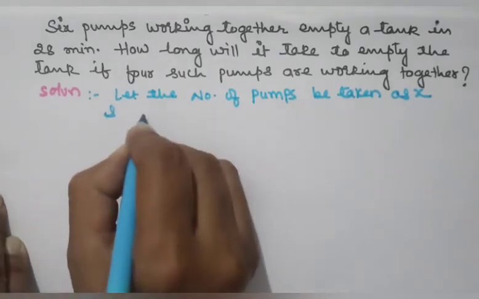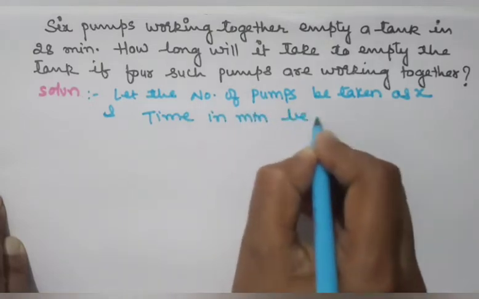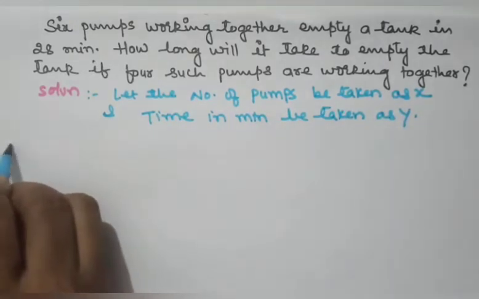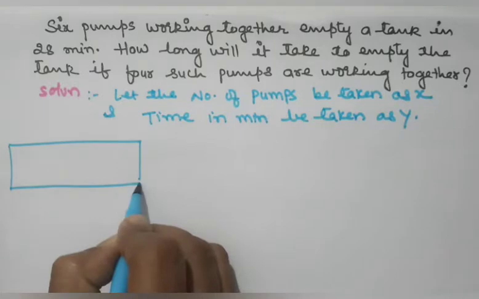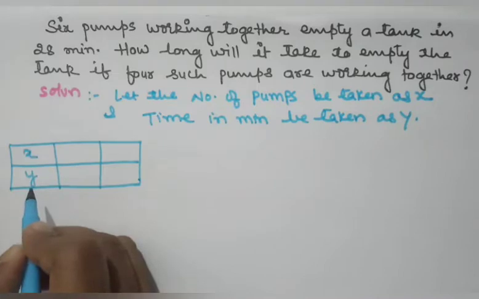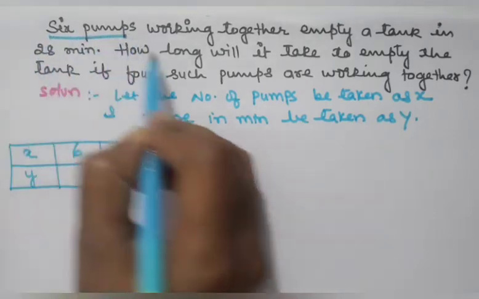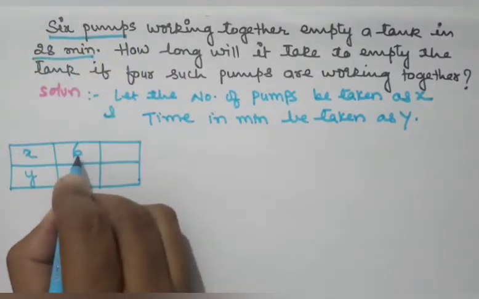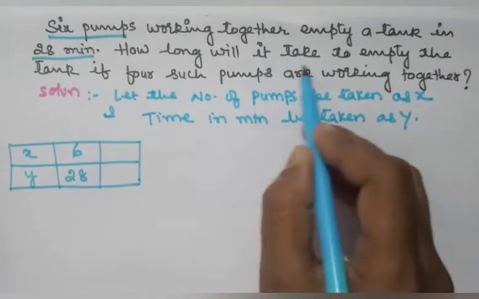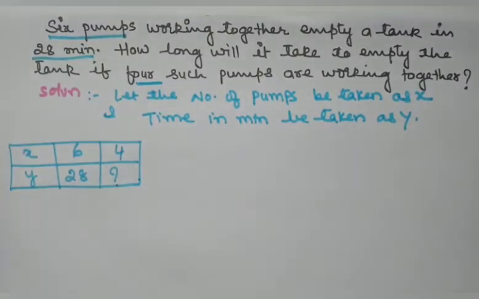and time in minutes be taken as y. Now let us quickly draw the table. What shall we put for x and what shall we put for y? For x we are taking the number of pumps. So 6 pumps are emptying in 28 minutes. How long will it take to empty the tank if 4 pumps are working? So if 4 pumps are working, what will be the time?